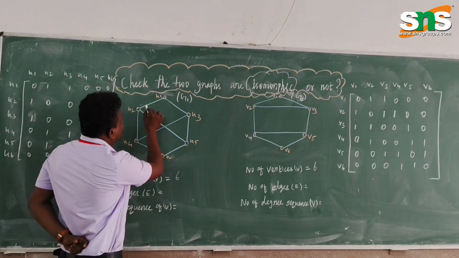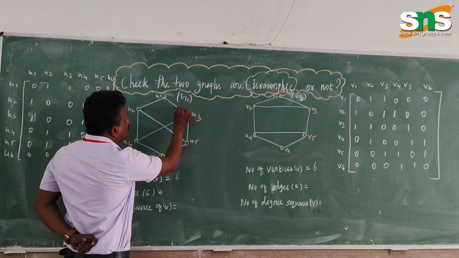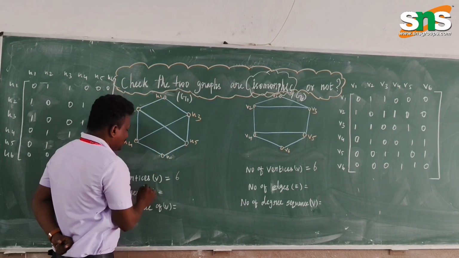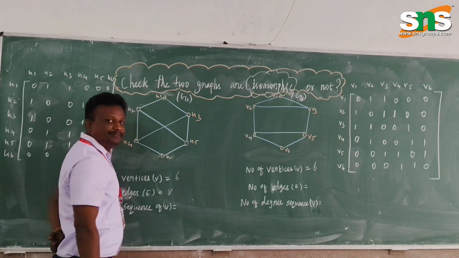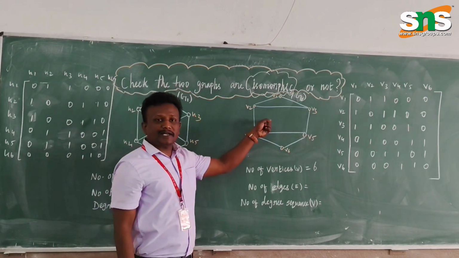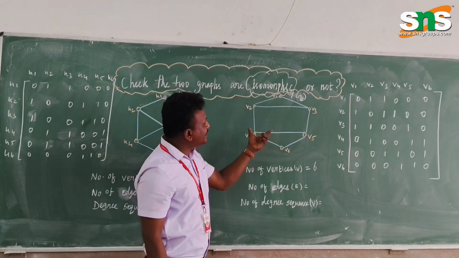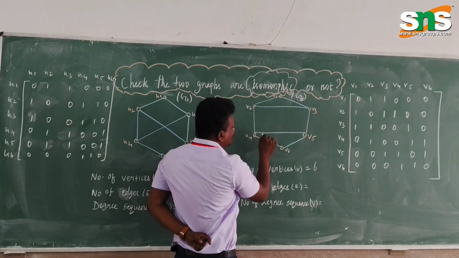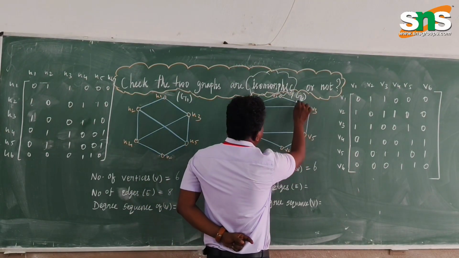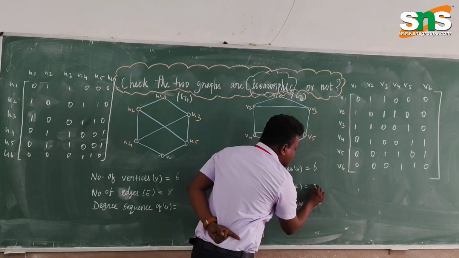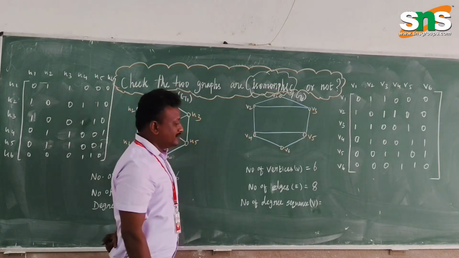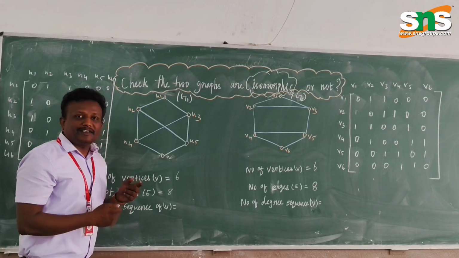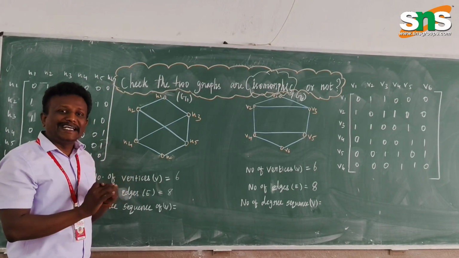Let me count the number of edges here: 1, 2, 3, 4, 5, 6, 7, 8. So it has 8 edges. Let me count in graph 2. Here we have to check whether the number of edges is 8 or not. 1, 2, 3, 4, 5, 6, 7, 8. So graph 2 also has 8 edges. Now we are going to check whether both graphs have the same degrees or not.